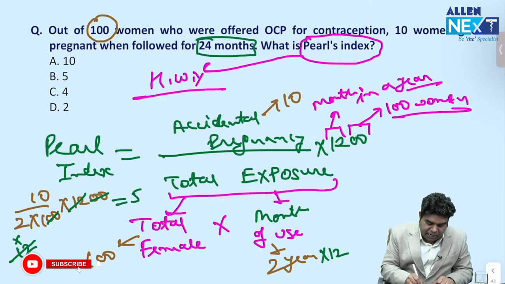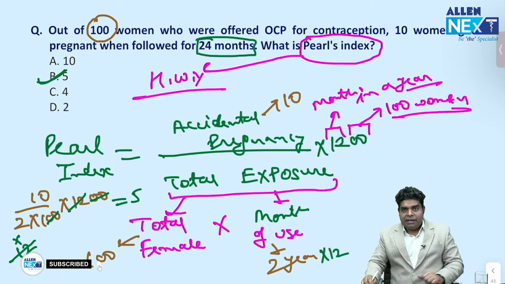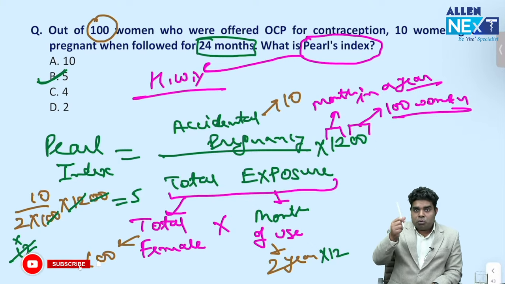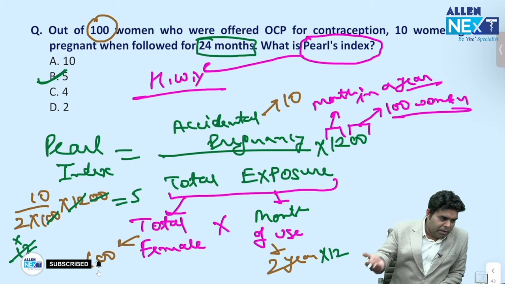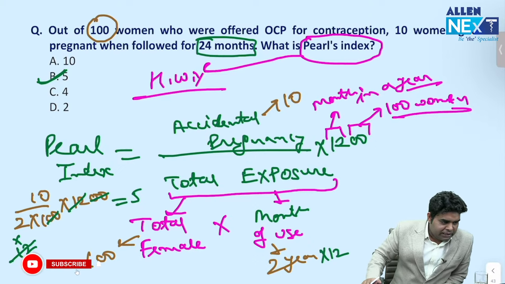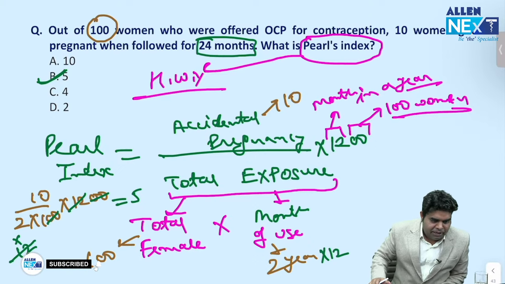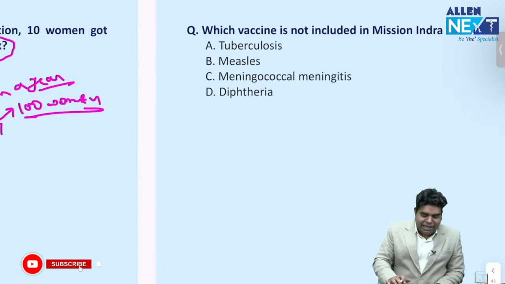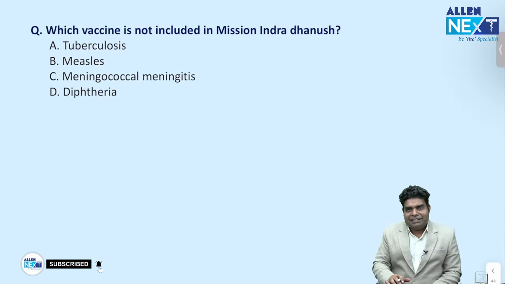So answer will come 5. Answer is 5 here. And this type of question is not going to come also because they are not giving you pen. So calculation is not possible. But if it came, you can see the answer is coming as 5. Yes, I should have written the correct thing. Coming to the next question.